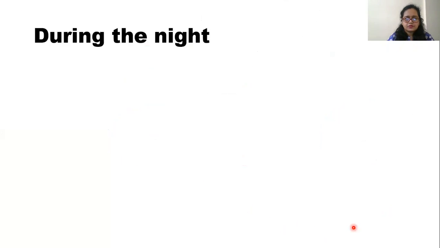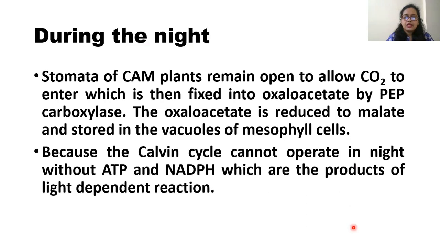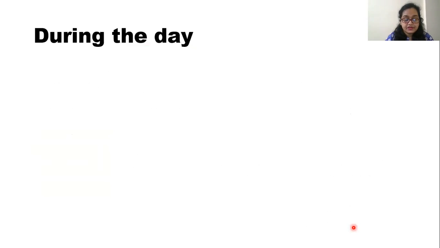So now we can summarize this process as I have discussed. Stomata of the CAM plants remain open at night to allow CO2 to enter, which is then fixed into oxaloacetic acid by PEP carboxylase, which is reduced to malate and stored in the vacuoles of the mesophyll cells. The second point we have learned is that the Calvin cycle cannot operate at night without ATP and NADPH, which are the products of the light dependent reaction.